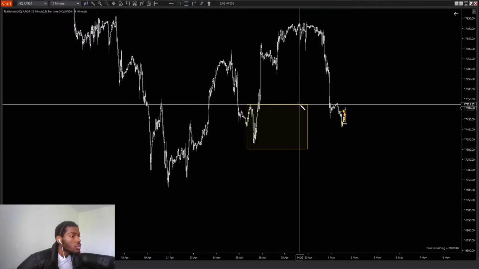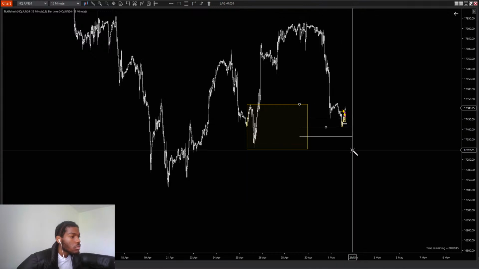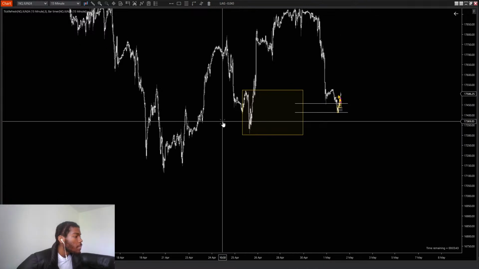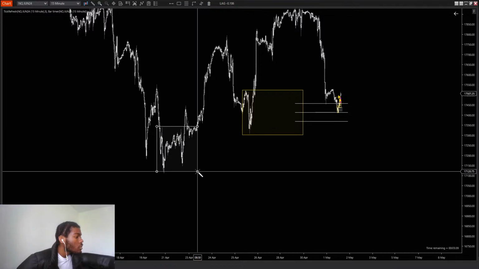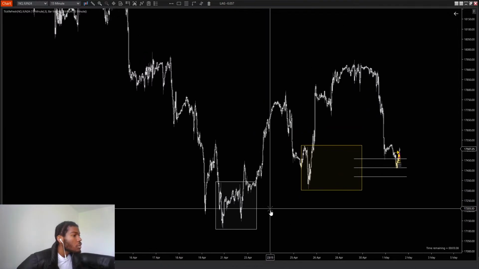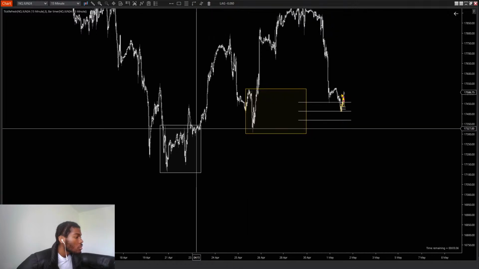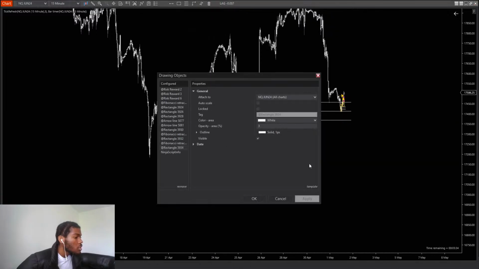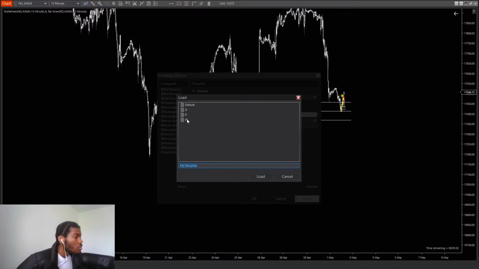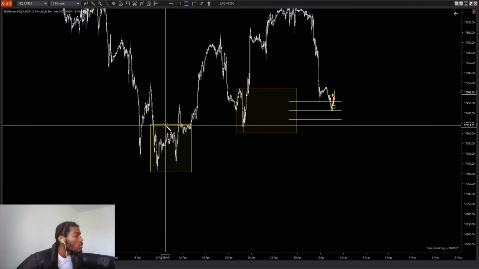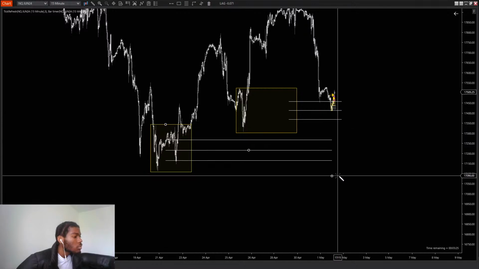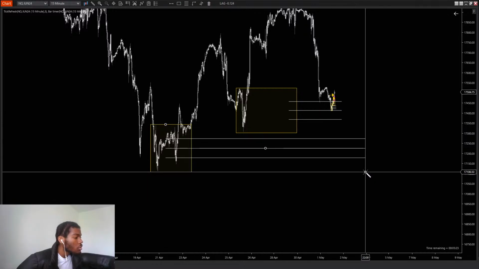No, I'm gonna just put my levels there. We also have another area, the origin of the higher time frame move, which we've left unmitigated. So I'm paying attention to this area too. Just below it.